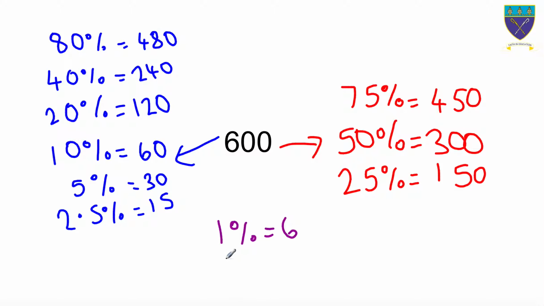If I know 1%, I can find any percent I like. I'd literally just have to times it by whatever I wanted. So for instance, 3%, I've made this 3 times bigger, so that means I must make this side 3 times bigger. So 3 times 6 would be 18.